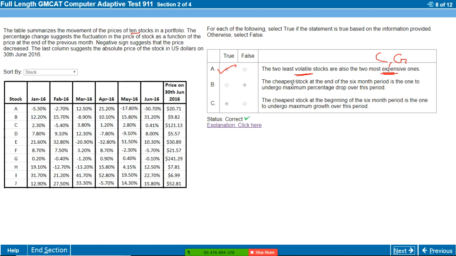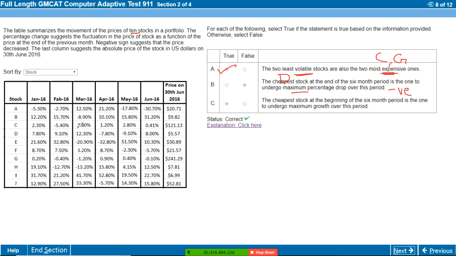So for the second one, the cheapest stock at the end of the 6 month period is the one to undergo maximum percentage drop over this period. Now, which is the cheapest stock? Just have a quick look. Stock D is just the cheapest stock. Is it having the maximum percentage drop over this period? For D, you have these values, that is 7.8, 9.1. Four of these values are positive and two are negative. For a percentage drop, you need to have very high negative values.